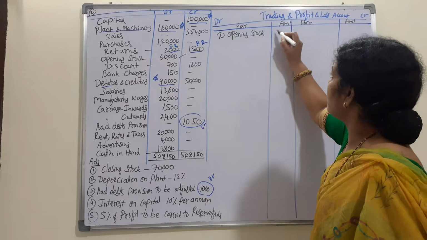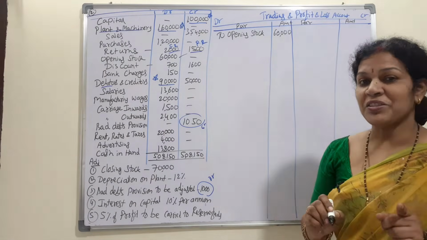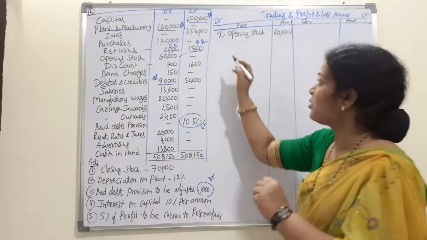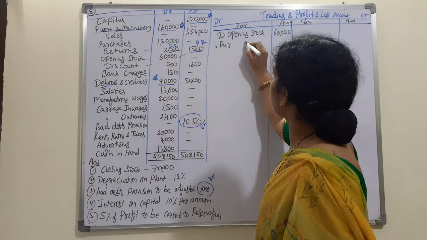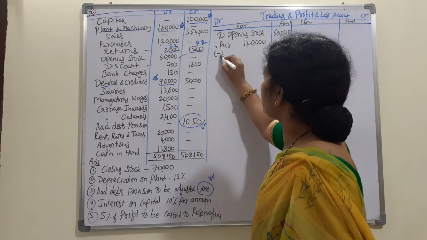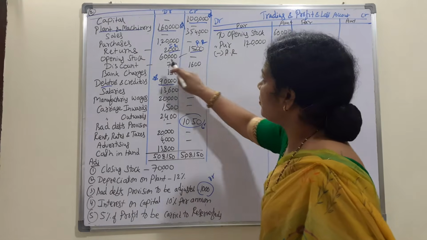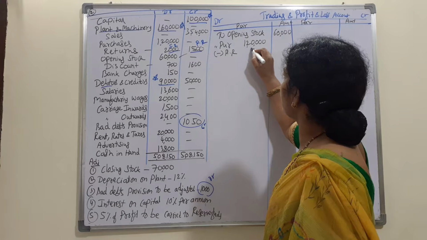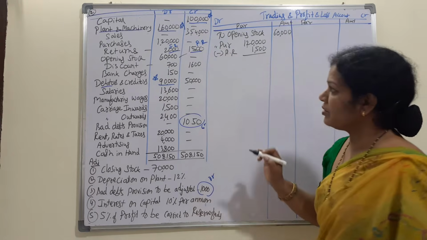Opening stock is 60,000. Then purchases, that is purchase returns also, we'll write it in the inner column. Purchases 1,20,000 minus purchase returns. Purchase returns are 1,500. We'll see this later calculation.